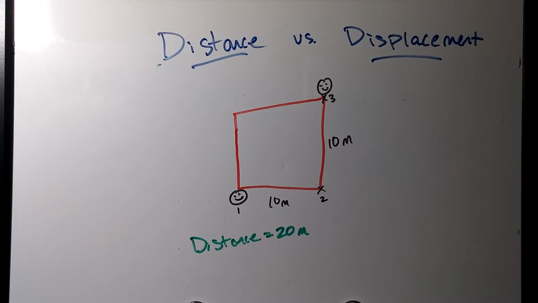Is the displacement also 20 meters? Remember, the definition of displacement is how far out of place the object is, or how far the object's current position is from its starting position.